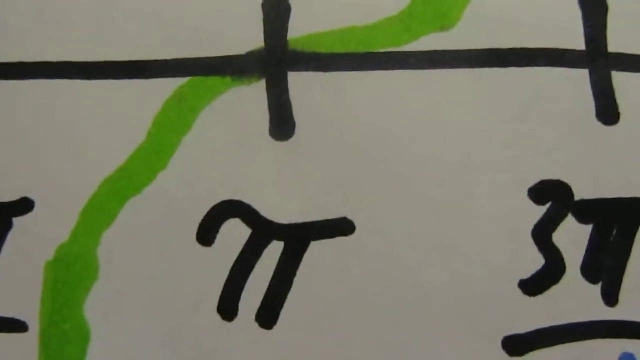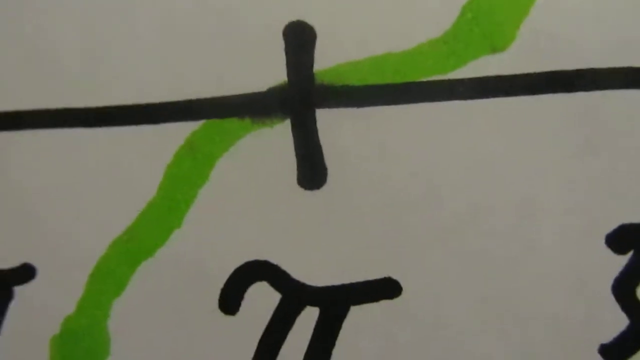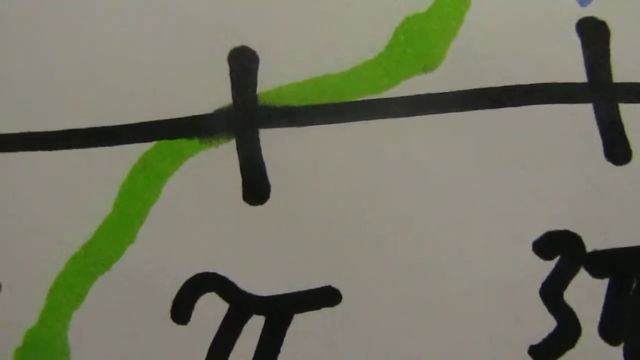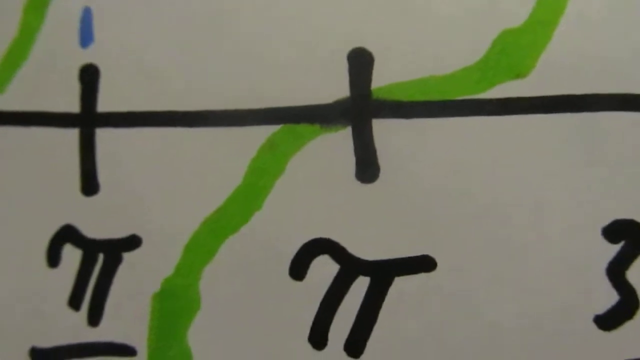Hello, I'm going to be going over Unit T, big question number 3, which asks, why is a normal tangent graph uphill but a normal cotangent graph downhill? Use the unit circle to explain.